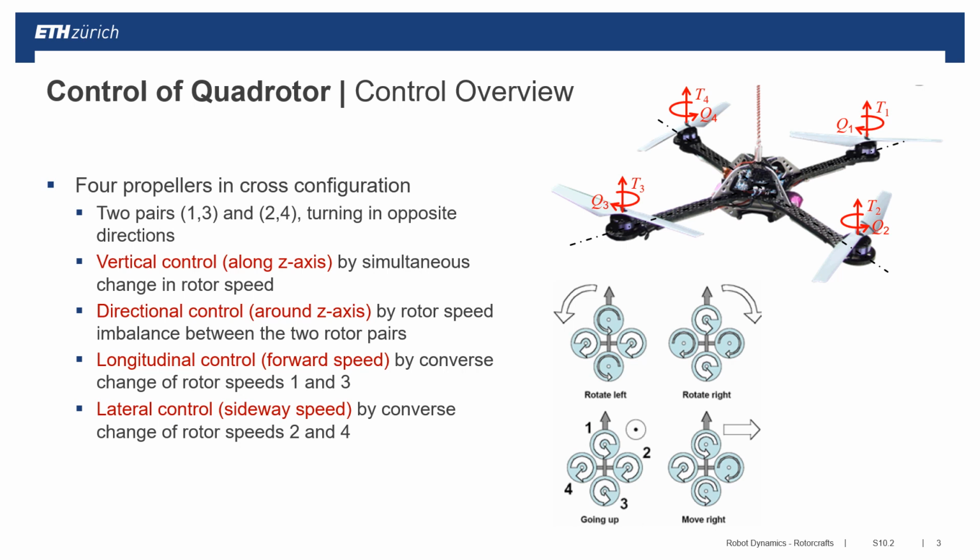Additionally, for a longitudinal control, forward speed, we can just change the speed of rotor 1 and 3 and automatically the system will tip in and move forward. The same is for lateral control, sideways speed. So we have just to change the rotational speed of rotor 2 and 4 and the whole quadrotor will move laterally.